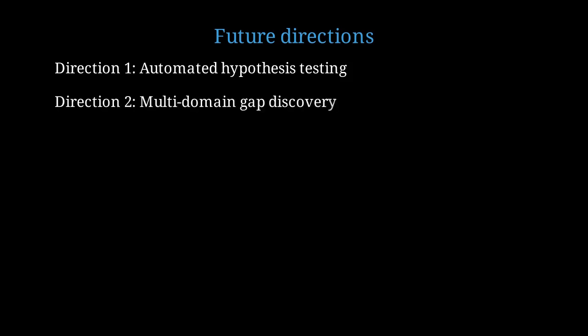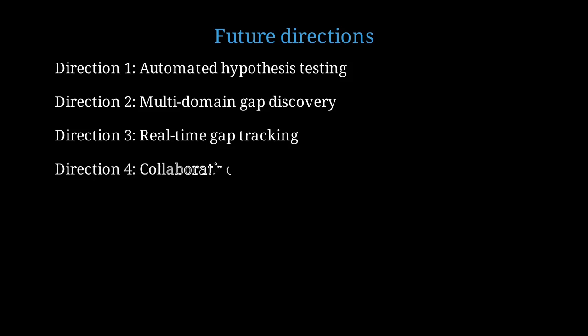What are the future directions for this methodology? Direction 1: automated hypothesis testing. Can we close the loop and have AI design and run initial experiments? Direction 2: multi-domain gap discovery. Can we find gaps that span multiple fields, enabling interdisciplinary research? Direction 3: real-time gap tracking. As new papers appear, can we dynamically update our gap database? Direction 4: collaborative platforms where multiple researchers validate gaps, creating a shared knowledge base.